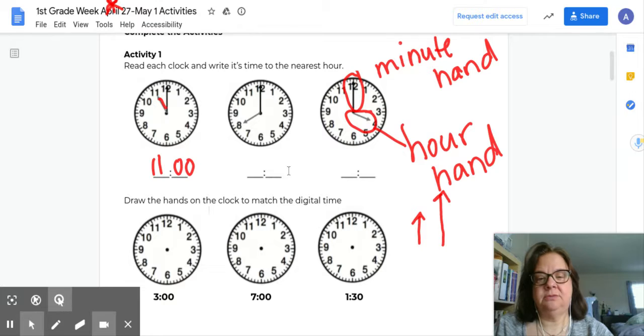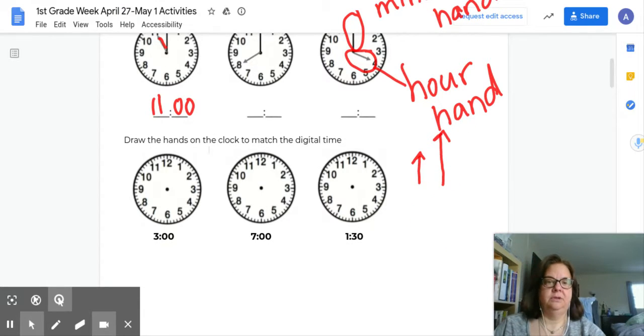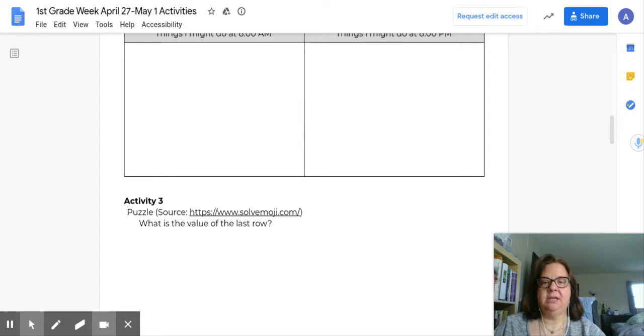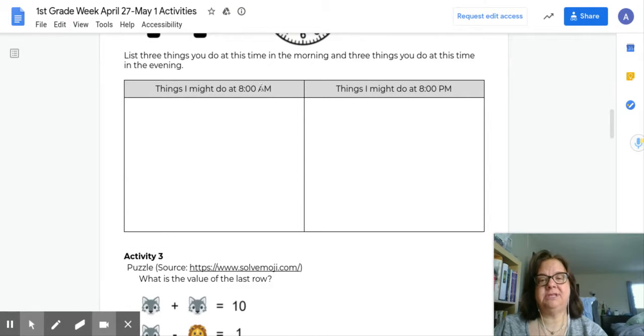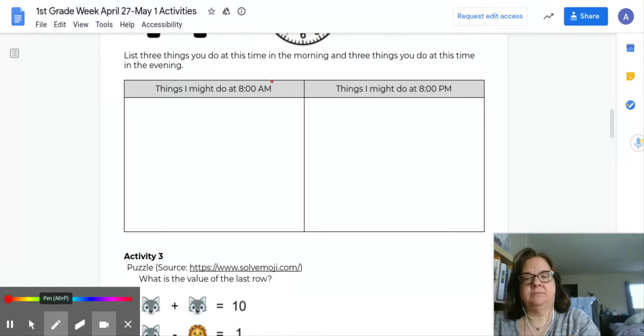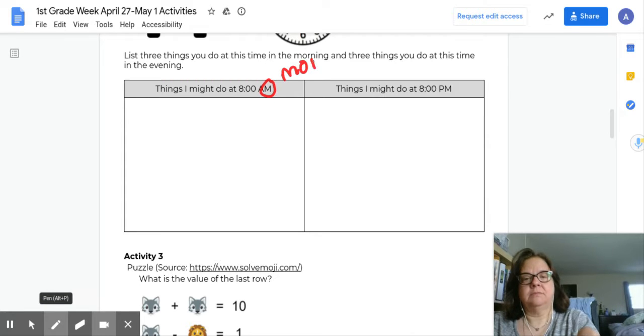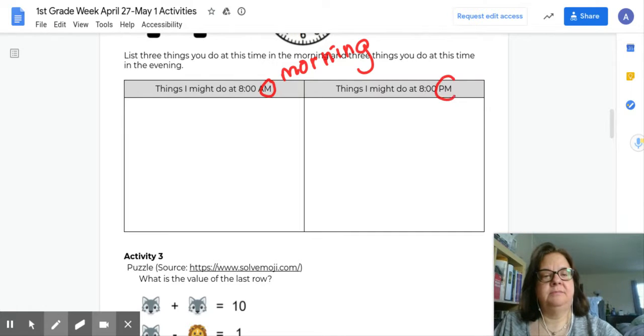Moving on down for this week, we are looking at activity 2, and it's just asking you to tell me things you would do at 8 a.m. A.m. is morning. And p.m. is night or evening.